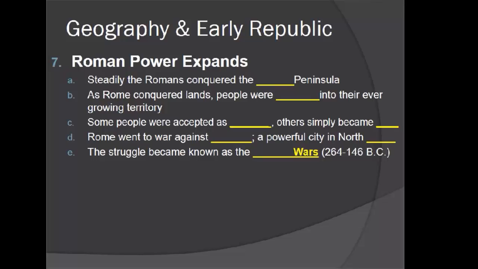Moving on. Rome eventually went to war against Carthage, which was a powerful city in North Africa. The struggle between them became known as the Punic Wars, and that is spelled Punic, the Punic Wars. And it lasted from 264 BC until 146 BC, so about 120 years, give or take.